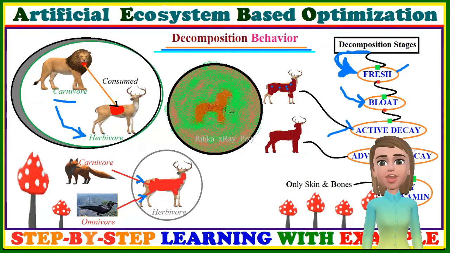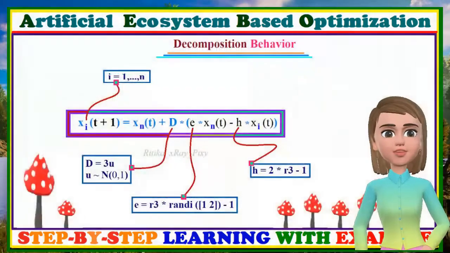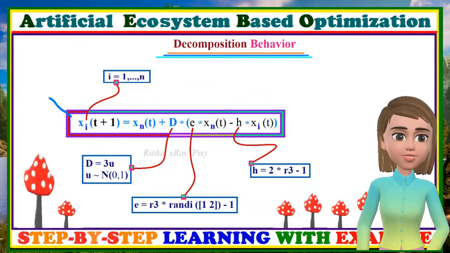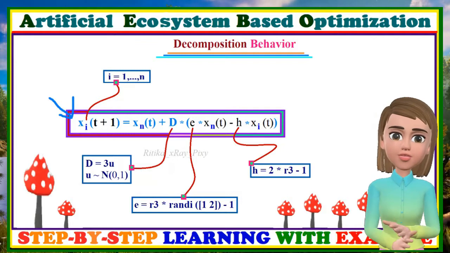Next stage we have active decay. Next stage we have advanced decay and in the end we have dry remains when only skin and bones are left. Around the remains you can see the green grass grow quickly due to the nutrients present in the soil. So this is the decomposition process. So this is the mathematical model for the decomposition behavior. Here we can update the position for the individuals in the search space according to this behavior.